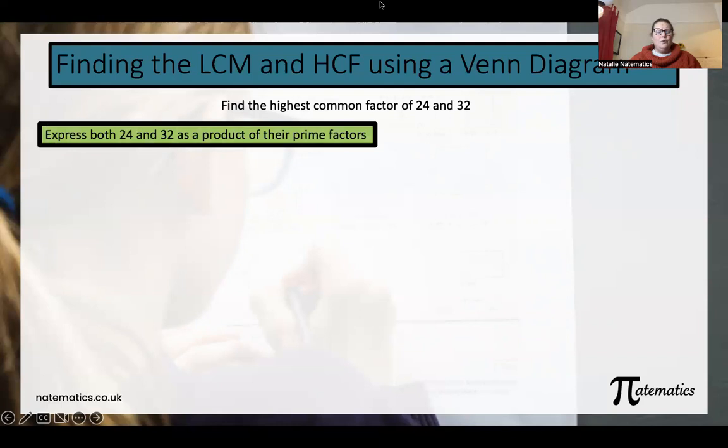Anyway, so what we're doing is expressing both 24 and 32 as a product of their prime factors. So that's the first thing we've got to do. In some questions, it might ask you to do this, and then it might say, subsequently, what are the highest common factor and the lowest common multiple of those numbers? Okay, so we're going to go through that same process again.